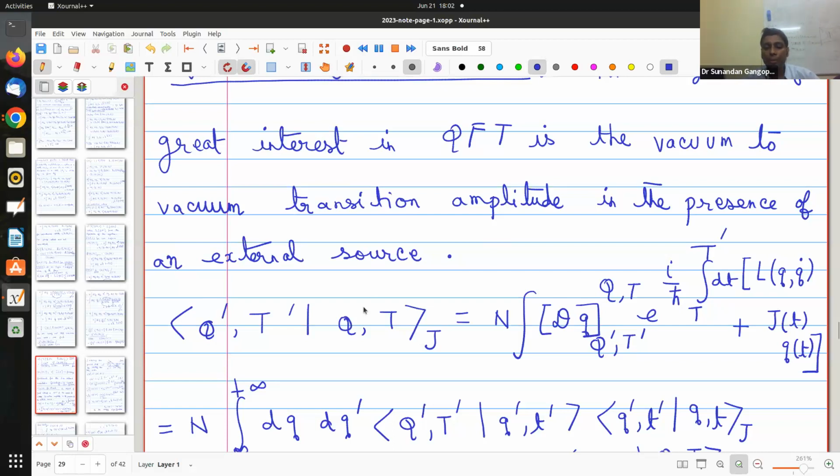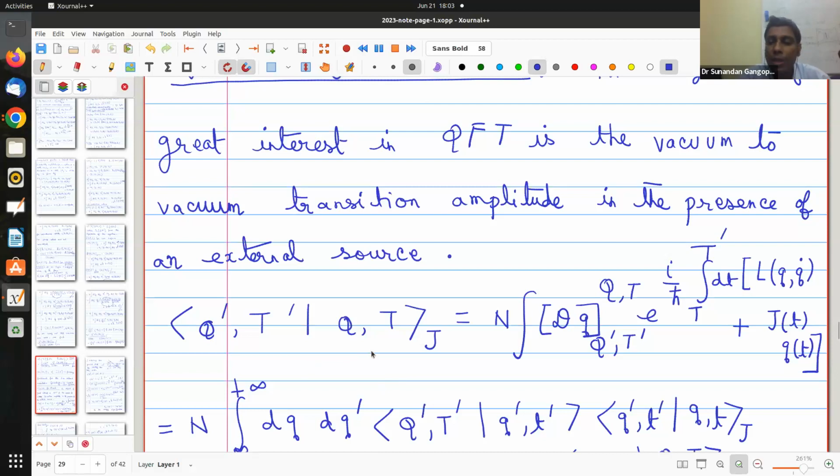Physically, what do we mean by this vacuum to vacuum transition amplitude? You can imagine that in the infinite past there was vacuum, and in the infinite future also there is vacuum, and in between, in some time interval, there is some external source which is causing interactions between some objects, for example particles or fields. In the infinite past there was no interaction, and in the infinite future there is no interaction. So you want to compute the transition amplitude from a vacuum in the infinite past to a vacuum in the infinite future, in the presence of an external source, and this source defines some sort of interaction. You are switching on an external source in some time interval.